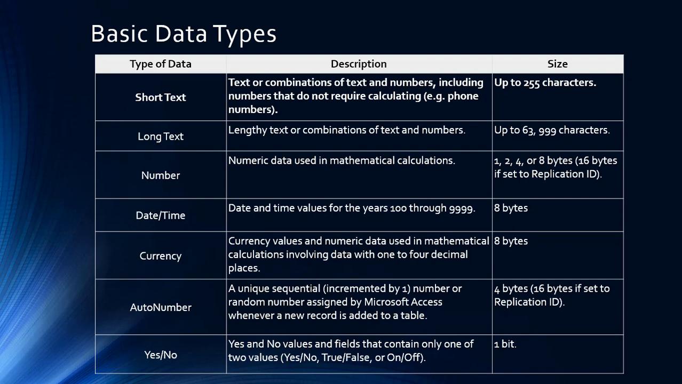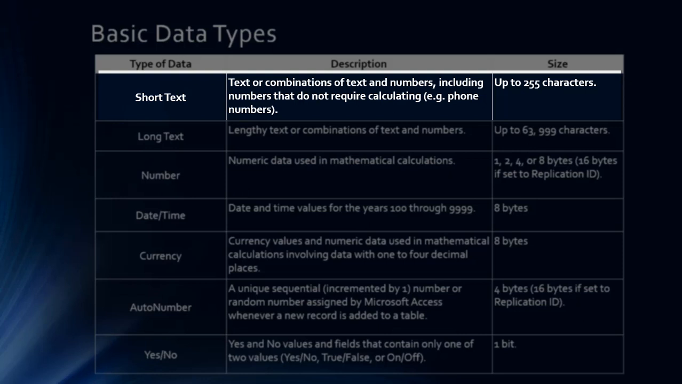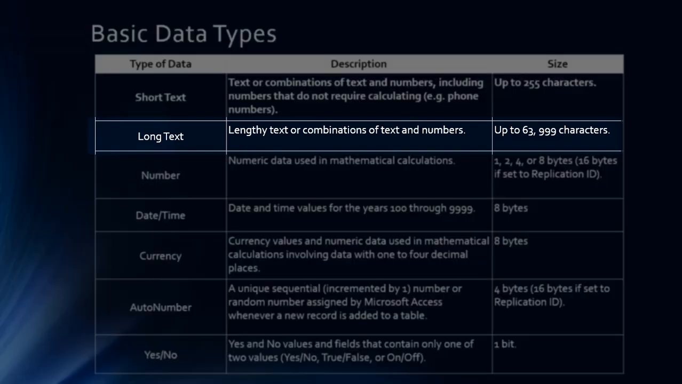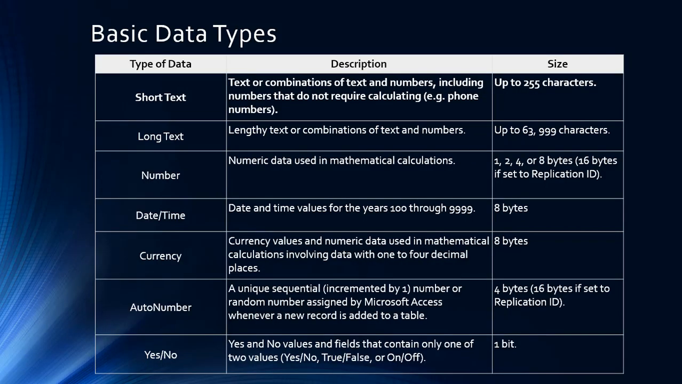Short text. It can store text or combinations of text and numbers, including numbers that do not require calculating, for example phone numbers. It can store up to 255 characters. Long text. Commonly used for lengthy text or combinations of text and numbers. It can store up to 63,999 characters.